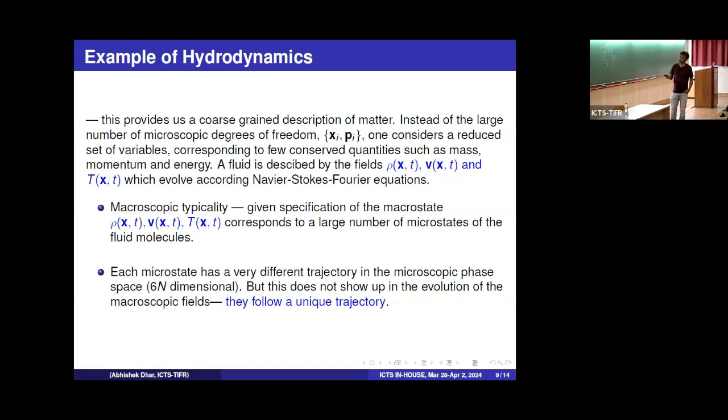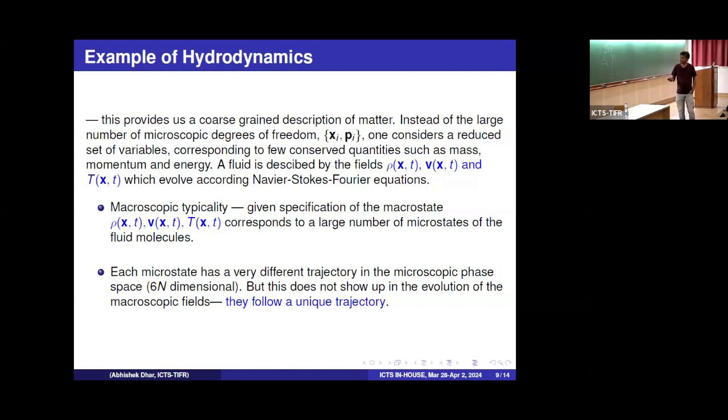Now hydrodynamics is based on the idea of macroscopic typicality, which says that a given specification of the macrostate actually corresponds to a large number of possible microstates. So you can arrange the fluid molecules in a number of ways, but it will give you the same density profile, same temperature profile, and same velocity profile. Microscopically they might look very different, but we know that equations of hydrodynamics are deterministic. So even though microscopic configurations can be completely different, the macroscopic evolution that you observe will be identical.